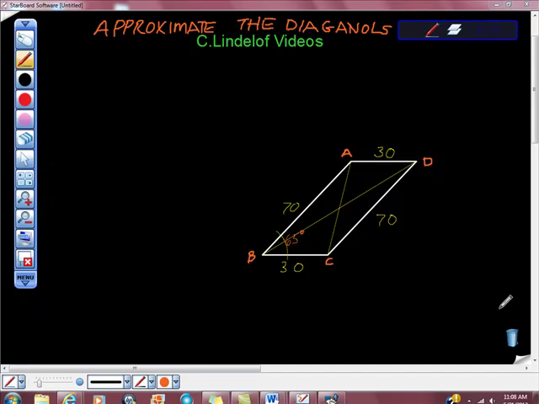Okay, so I thought we'd take law of cosines and use that to approximate the diagonals of a parallelogram. So here's this parallelogram. It has side 30 here, so this side must be 30 here, side 70 here, so this must be 70.